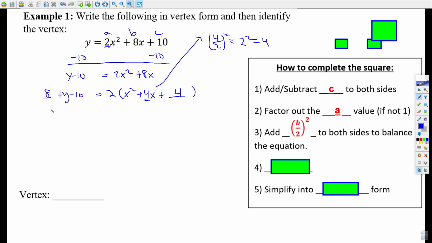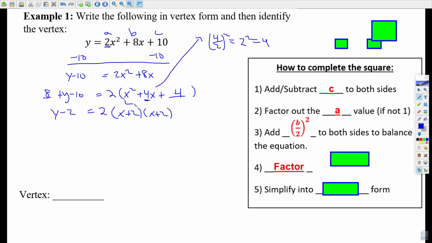So let's combine the left-hand side. We have y minus 2, 8 minus 10. And again, these last 2 steps are the same. We're going to factor this right-hand side. So we have a 2 here. Now we're going to factor this. What multiplies to 4 and adds to 4? That's going to be x plus 2. There's 2 of them. So this whole thing turns into that.